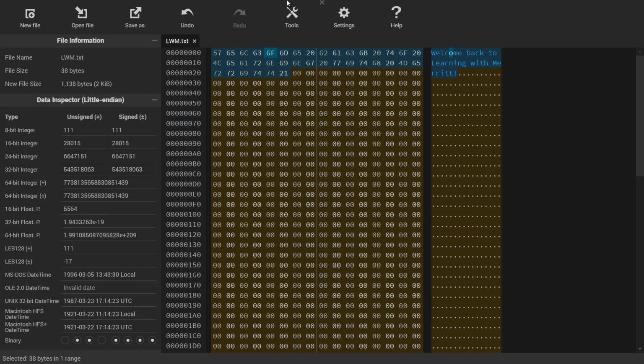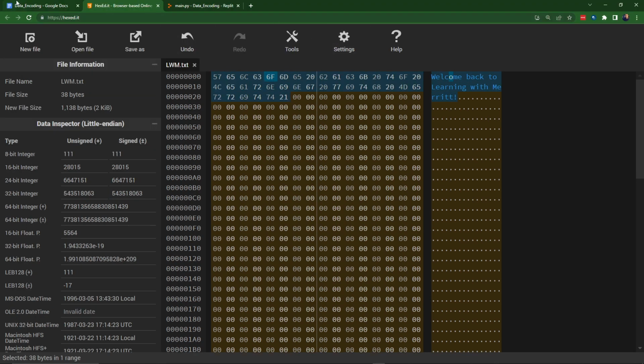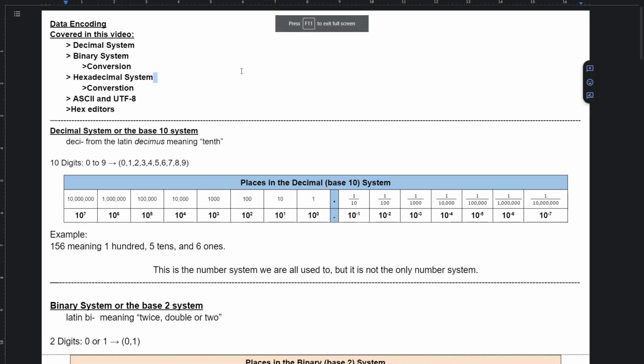So the first thing that we are going to do, we're going to come over here and we're going to take a look at some data encoding. So we are going to cover the decimal system. We're going to cover the binary system, how to convert, hexadecimal, how to convert from there, then something called ASCII and UTF-8, and then a hex editor like you just saw a second ago.